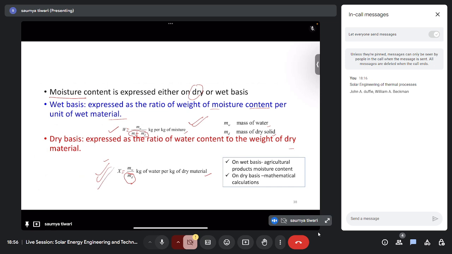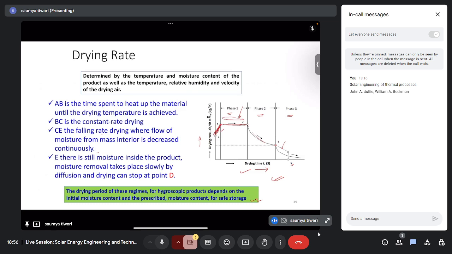So now coming to drying rate. Drying rate depends on various parameters, like the temperature of the product, its moisture content, the ambient conditions, temperature, relative humidity, and the velocity we are using for the drying air, right? So this is the curve that we get if we try to calculate drying rate with respect to time. This basically explains the different phases of drying.